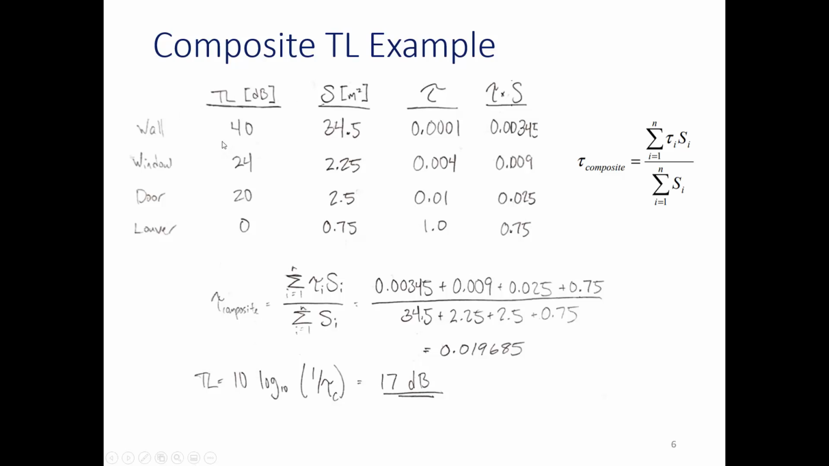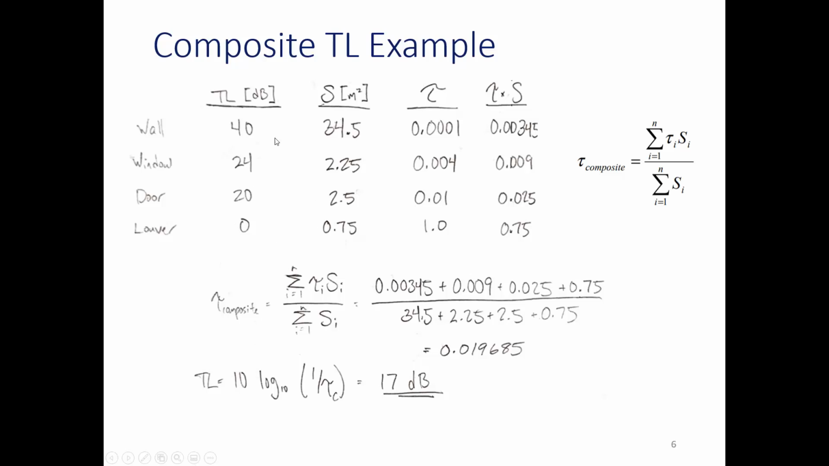So even though this wall here is making up, what is that, like 85% of the, so we have this big concrete wall that produces a transmission loss of 40. It makes up 85% of the wall. But the total, the composite transmission loss is less than half. It's 17 decibels. It's even lower than the door.